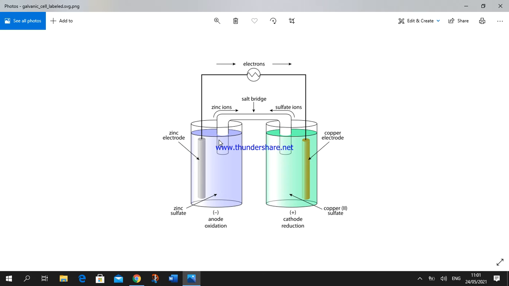So, what is the idea of its operation? The operation of the galvanic cell depends on electrons beginning to move from the zinc rod to the copper rod. Why? Because zinc is more reactive than copper according to the chemical activity series.